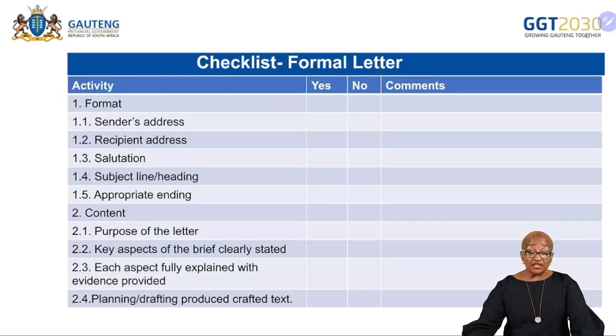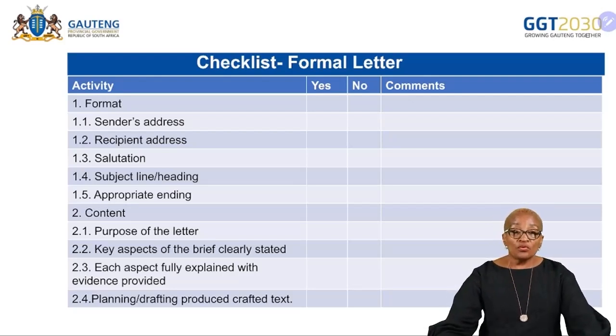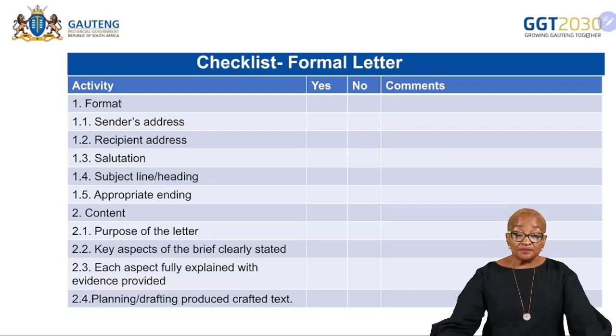And just as we had a checklist for our informal letter, we also have a checklist for the formal letter. Remember what I said, this is just a standard checklist. However, your teacher can add whatever aspect that he or she wants to check, if you agree or you know how to go about it. Right, we've got the first activity there, which is the format. We've got the yes, no, and the comment column.